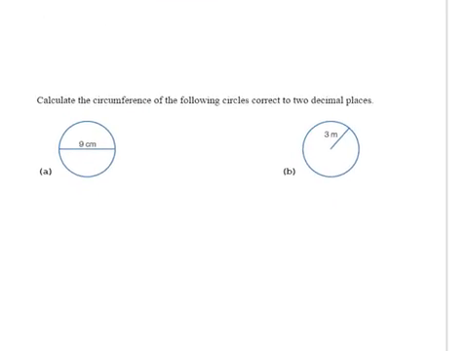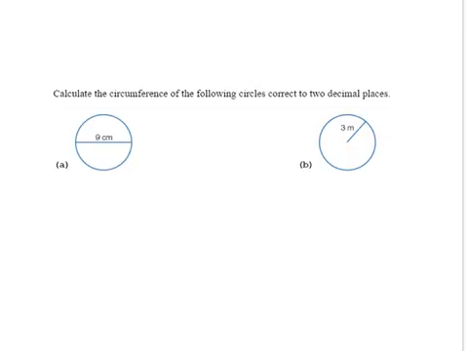Alright, let's move up. So if we have a look over here, we've got a question that says calculate the circumference of the following circles to 2 decimal places. So let's look at A. So we said, and we'll write down our formula, circumference is equal to pi times diameter. Please excuse my handwriting. What is the diameter? The diameter is 9.